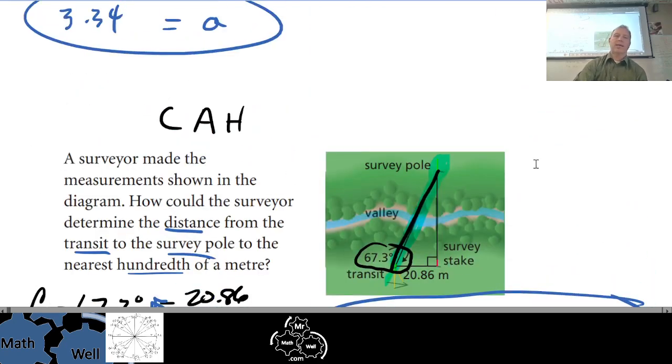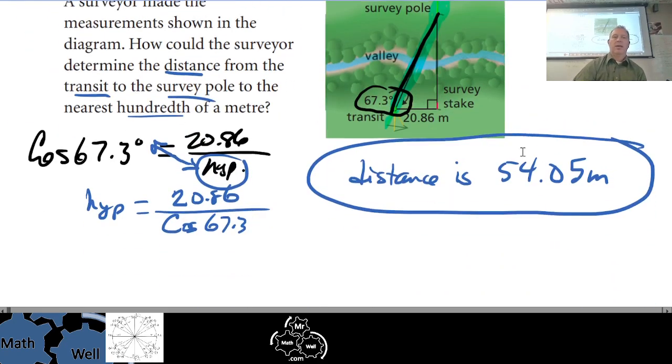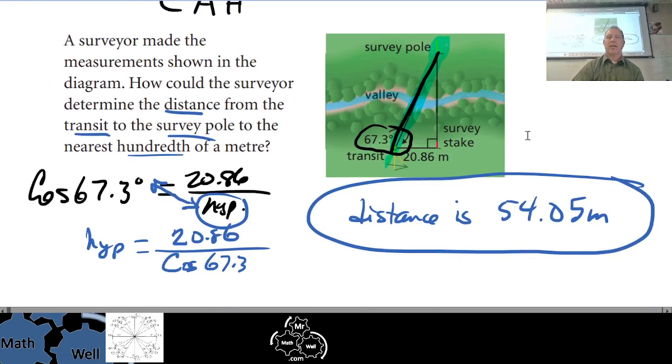Okay, so shortened lesson, shortened class. It's just applications of cos and sine. So we didn't do any sine questions, but again, if you're given the opposite side length and try to find the hypotenuse, use the sine.